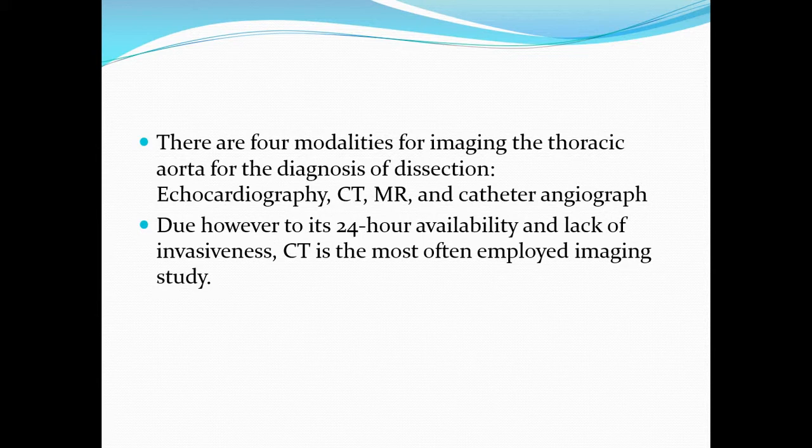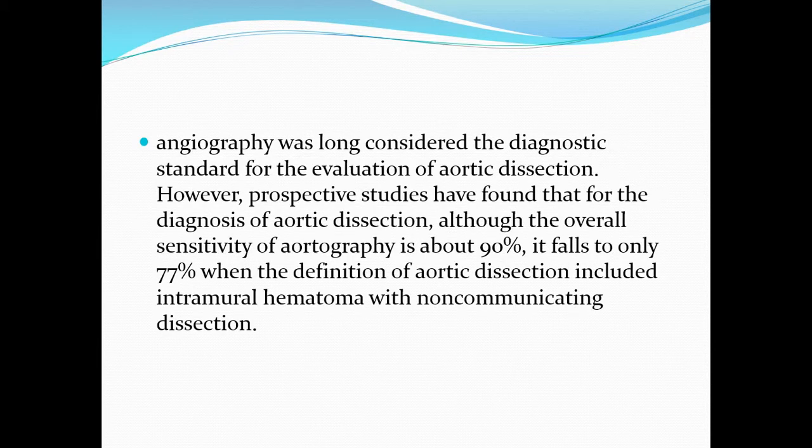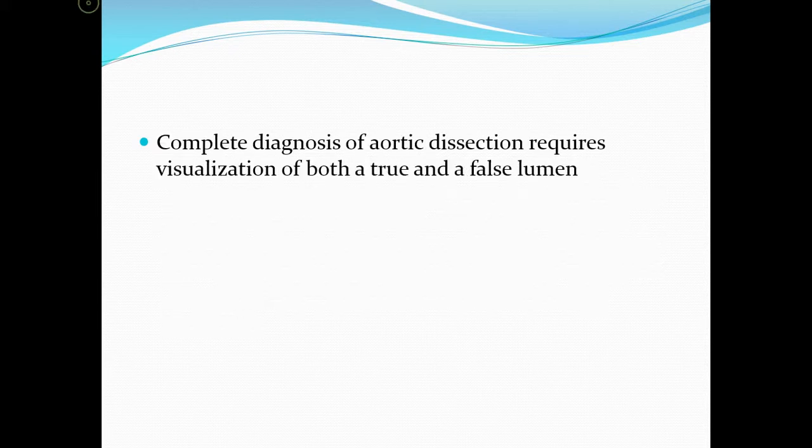The main imaging modalities are four. This includes echocardiography, CT, MRI, and catheter angiography, but CT is the most often employed imaging study. Angiography was long considered to be the diagnostic standard for evaluation of aortic dissection, but a prospective study shows that although the sensitivity of aortogram is 90%, it decreases to only 77% when the definition of aortic dissection included intramural hematoma with non-communicating dissection. So if the dissection is non-communicating, the angiography has a decreased sensitivity for dissection.